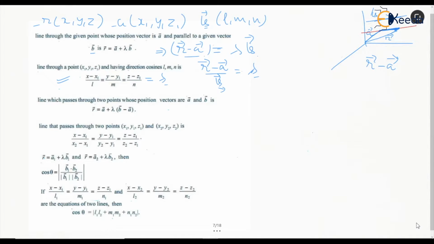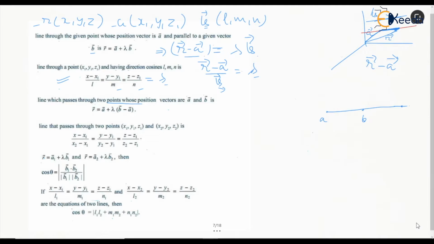The Cartesian form can be written as x minus x1 by L, y minus y1 by M, and z minus z1 by N. Now again, what if we want the line passing through 2 points? We have got 2 points. Let's say this is A, let's say this is B, and we need a position vector for the line passing through these 2 points.